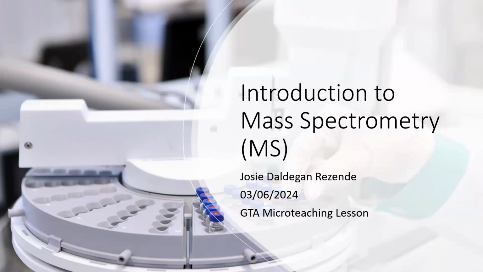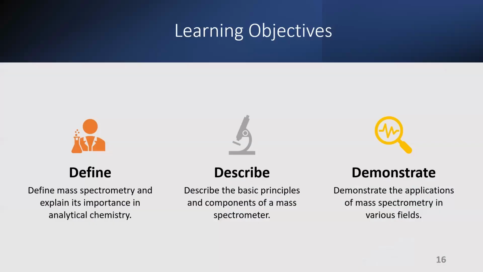So, okay, she introduces herself and she says, I will refer to mass spectrometry as MS for short. Okay, so by the end of this lesson today, I'm hoping that you're able to define mass spectrometry and explain its importance in analytical chemistry, to describe the basic principles and components of a mass spectrometer, and to demonstrate the applications of mass spectrometry in various fields. So what comes up for you as you look at this slide with some of the principles that we've talked about already? What do you notice?